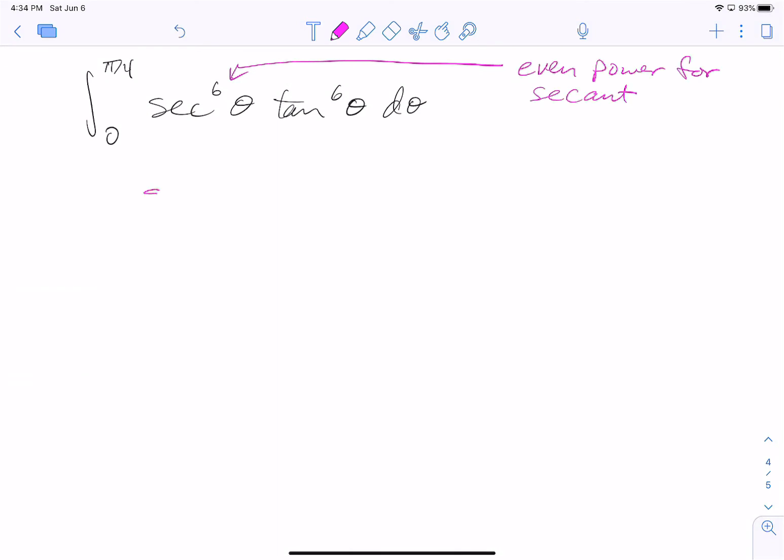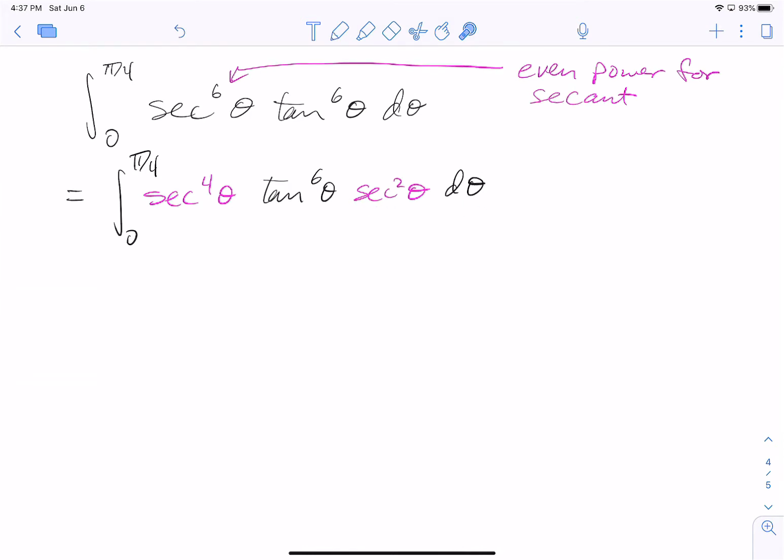When that's the case, I want to split up the secant function and break off essentially two factors. So I'm going to express this as secant to the 4th of theta and then secant squared of theta. As before, my reasons for doing this will become clear in a moment. We then have the integral from 0 to pi over 4 secant to the 4th of theta times the tangent to the 6th of theta times the secant squared of theta d theta.